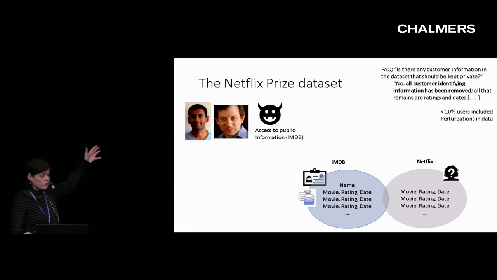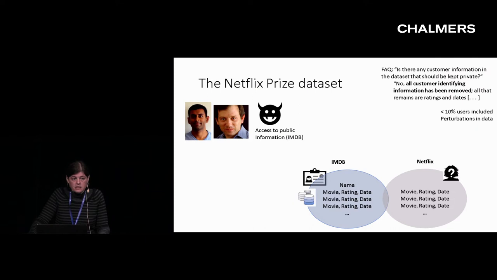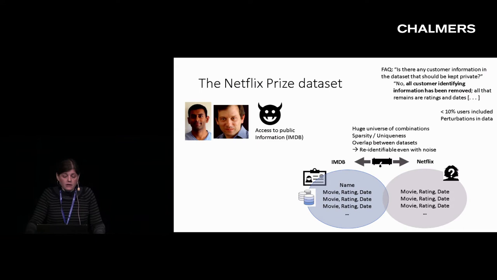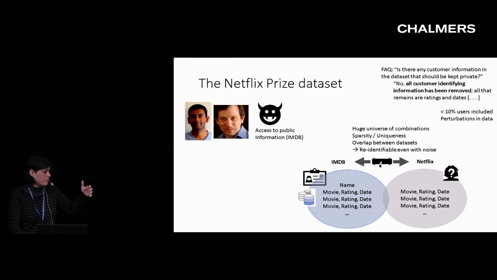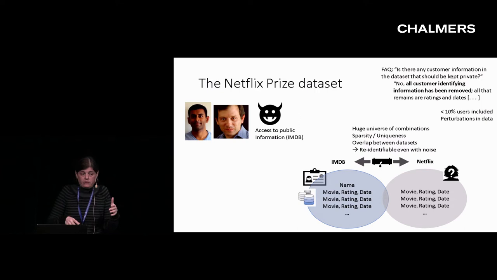Their hypothesis was that if a person has an account in both Netflix and IMDb, then they will be rating the same movies, and they would be rating them more or less at the same time, within maybe a few days difference. And if they like the movie, they would give it a good score in both places. You don't say the movie is crap in one and it's really great in the other. So there is definitely a correlation there.